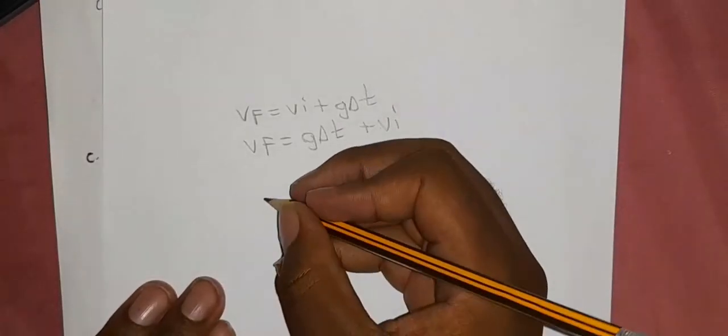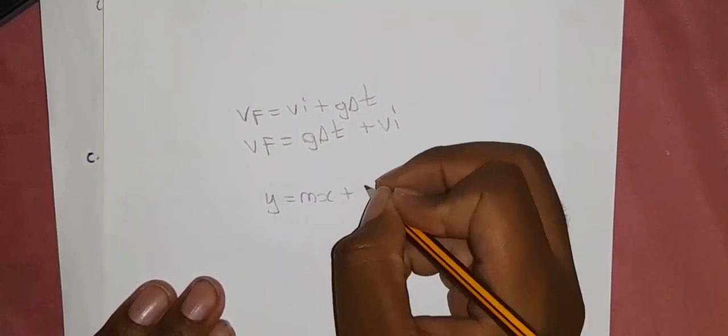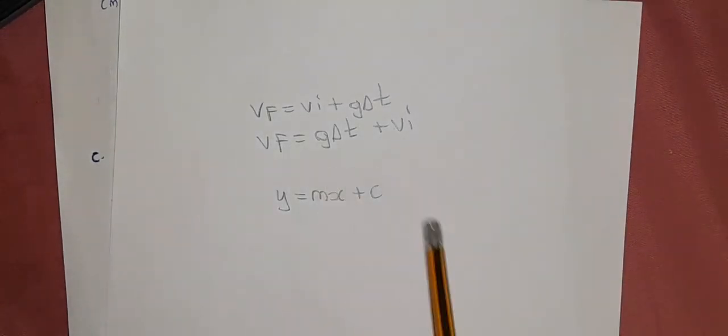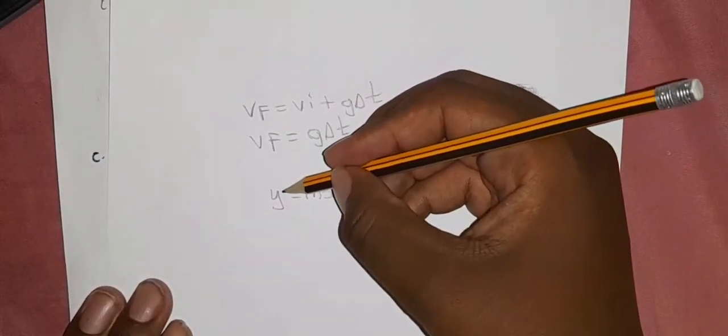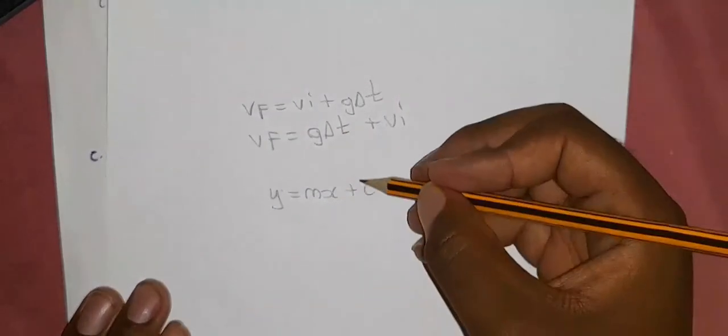In mathematics, I'm sure you are all familiar with this formula, which says y is equal to mx plus c. They say that this is the formula for a straight line. And let's relate the two here. You can see Vf is equal to y, mx is equal to g changing t, and c is equal to vi. So that's how we have a velocity time graph. It's a straight line like that there.